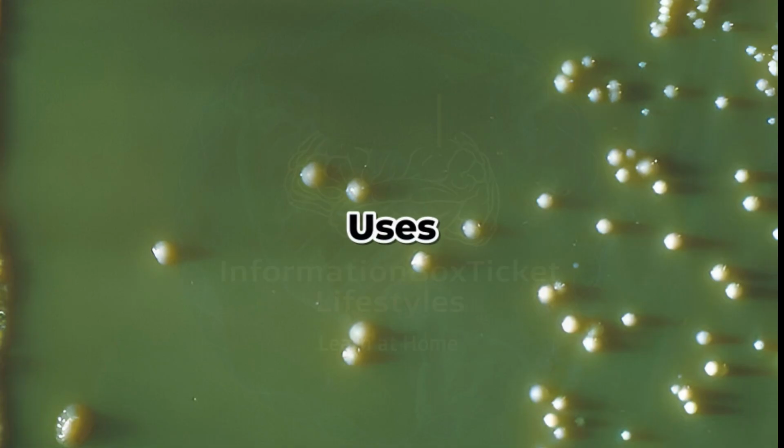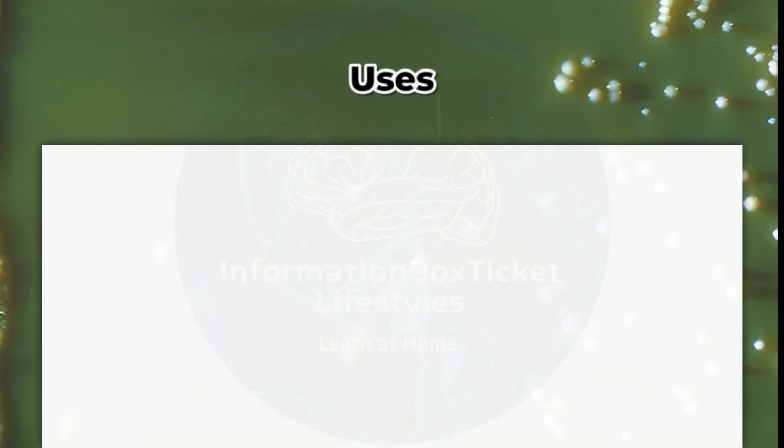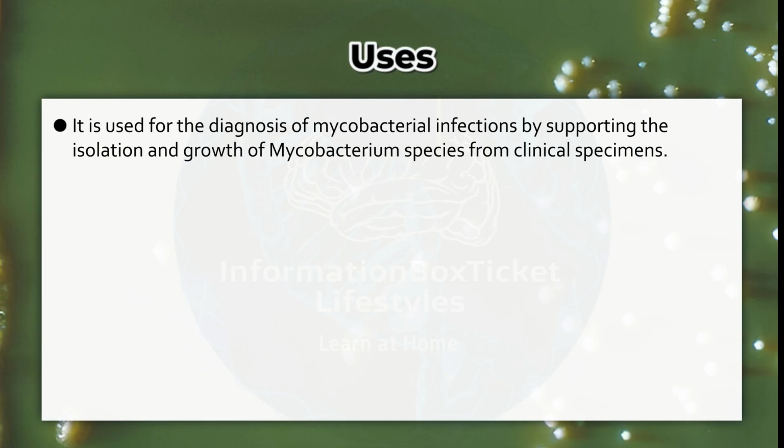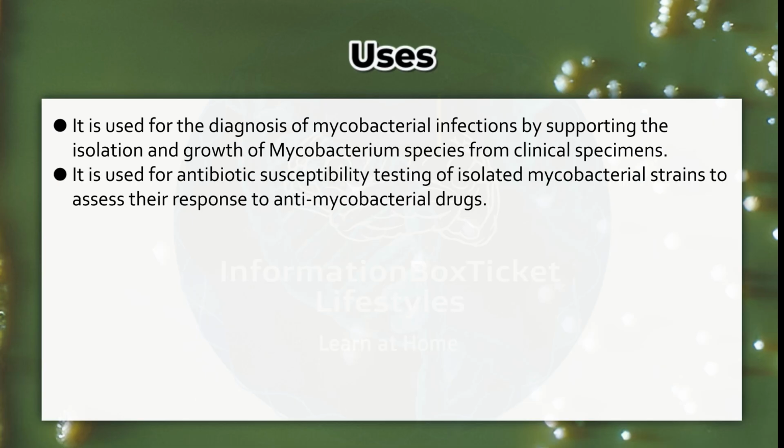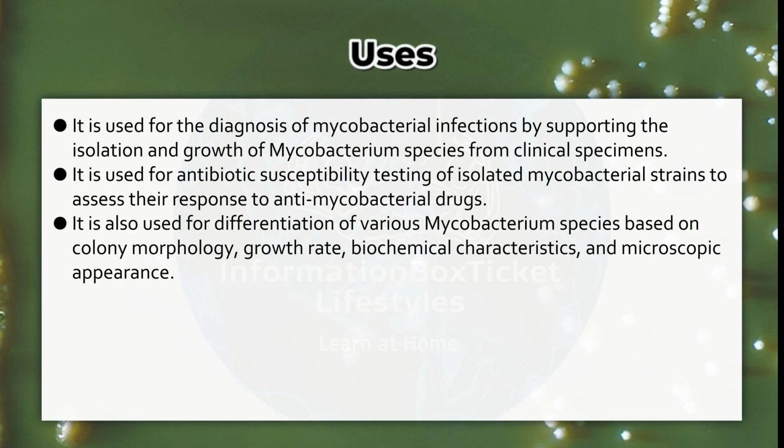Uses of LJ medium. It is used for the diagnosis of mycobacterial infections by supporting the isolation and growth of Mycobacterium species from clinical specimens. It is used for antibiotic susceptibility testing of isolated mycobacterial strains to assess their response to antimycobacterial drugs. It is also used for differentiation of various Mycobacterium species based on colony morphology, growth rate, biochemical characteristics, and microscopic appearance.